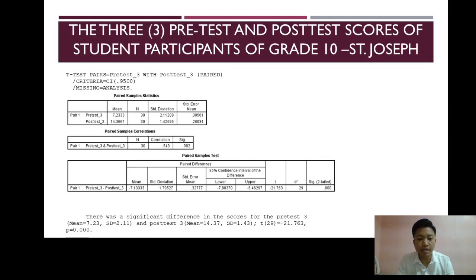And for our pretest number 3 and post-test number 3, there was a significant difference in the scores. In pretest number 3, we have a mean of 7.23, standard deviation of 2.11, and for our post-test number 3, mean of 14.37, standard deviation of 1.43 with a t-value of negative 21.763 and a p-value of 0.000.